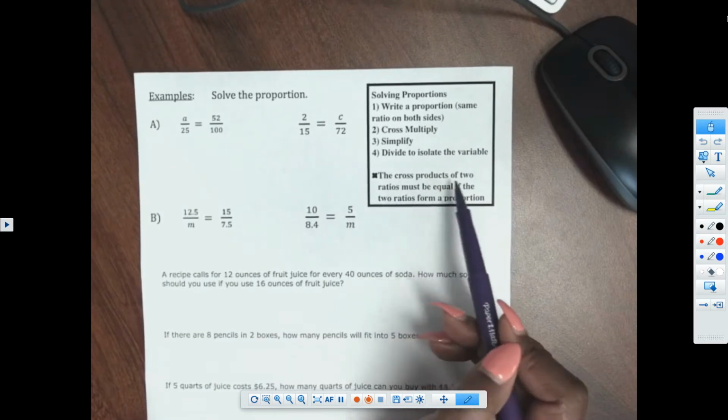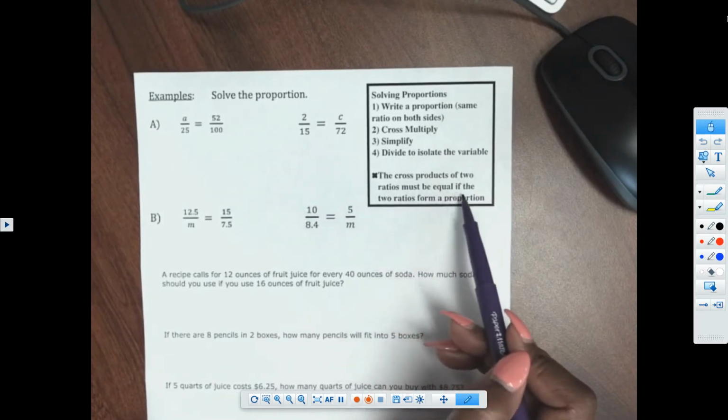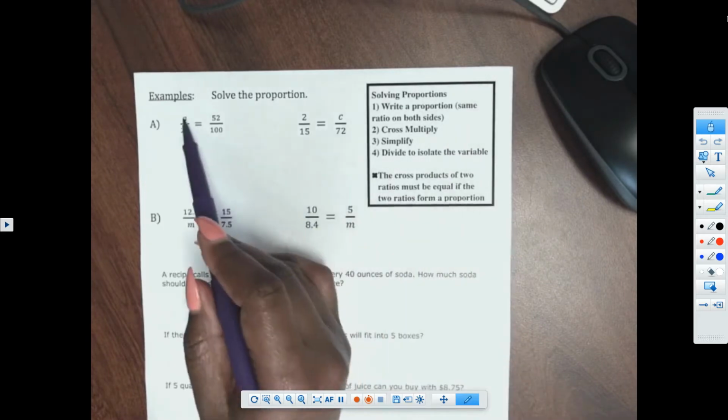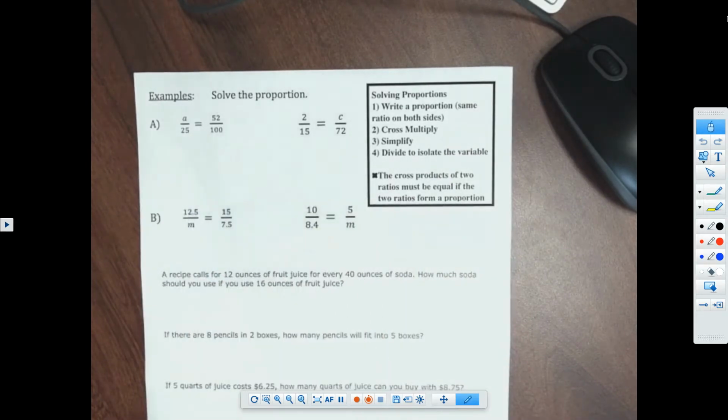Okay. The cross product of two ratios must be equal if the two ratios form a proportion. So what they're saying is once you cross multiply, it has to give you an equal number in order for it to be proportional. This side has to be proportional to this side. It doesn't mean that it's the exact same number, but the number that you have should be able to simplify or increase to match the other side.